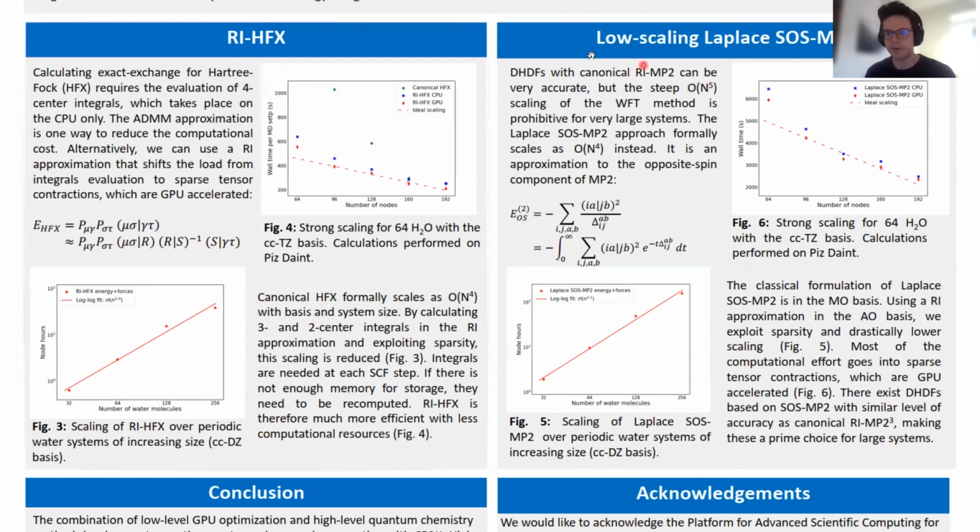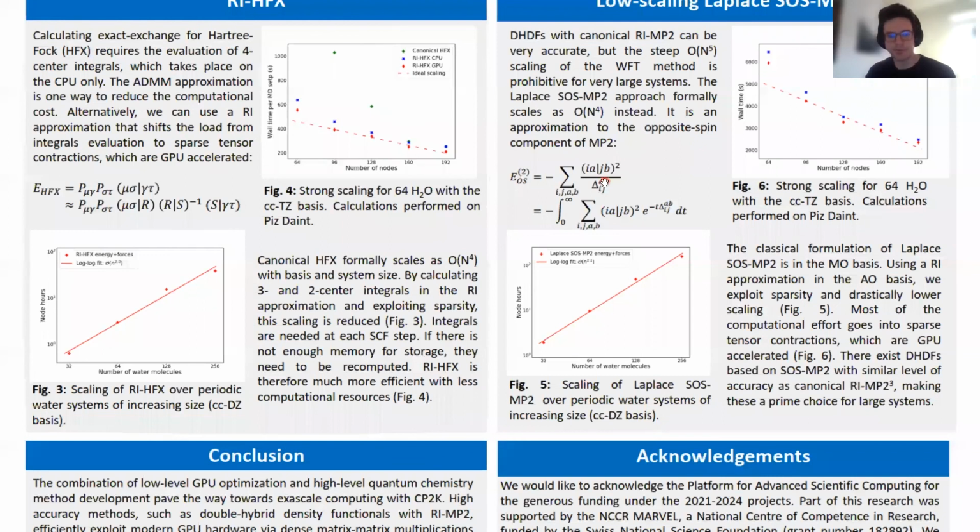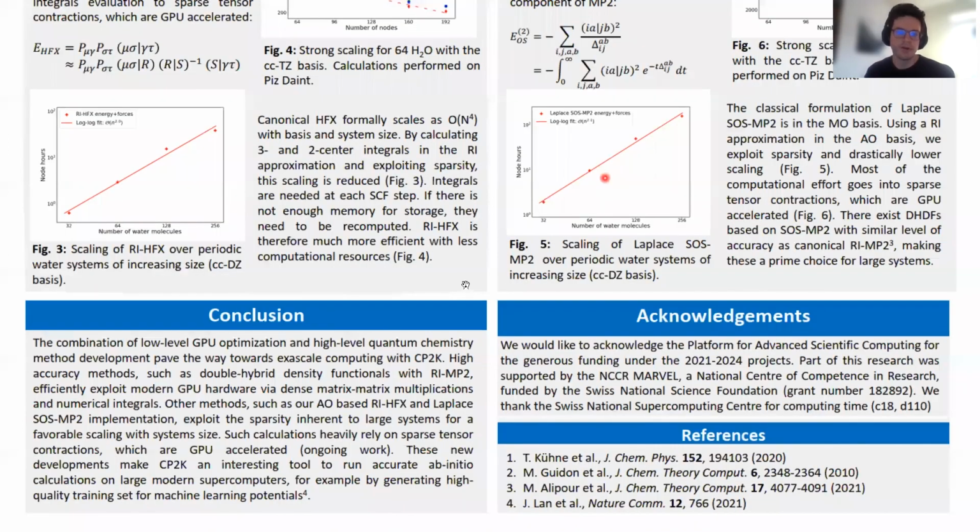Now, just a brief word on our low-scaling Laplace SOS-MP2 method, which is also relying on sparse tensor contractions and also scales quadratically, which is very good compared to normal MP2, which is n⁵. So in the end, all those developments allow us to have very high quality quantum chemistry methods that are ready for the newest generation of supercomputers via GPU acceleration and good overall scaling.